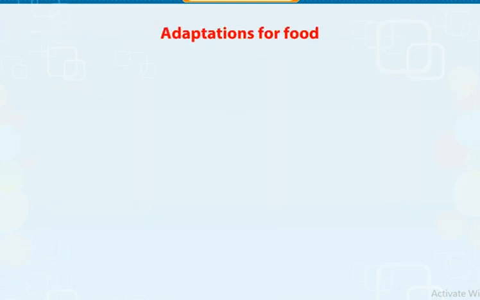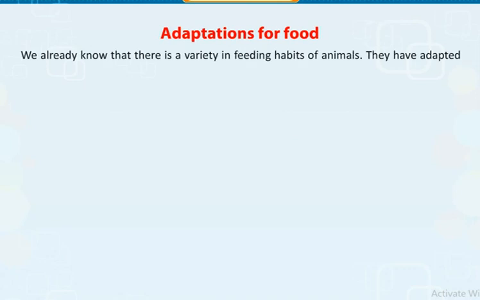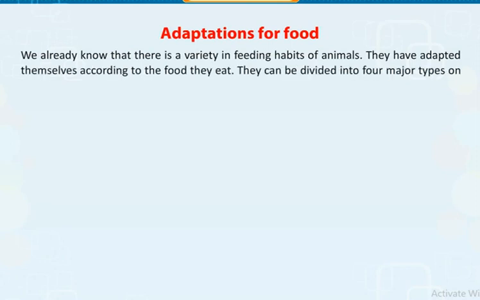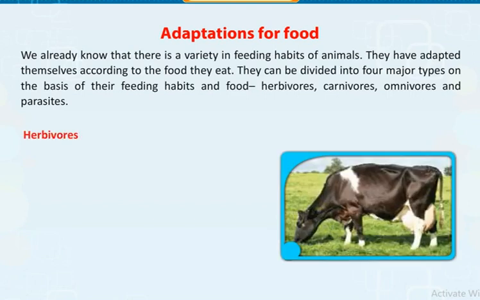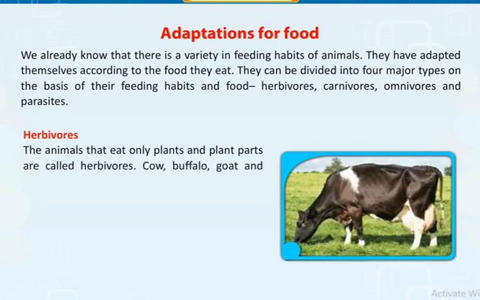Adaptations for food. You already know that there is a variety in feeding habits of animals. They have adapted themselves to the food they eat. They can be divided into 4 major types on the basis of their feeding habits and food: herbivores, carnivores, omnivores and parasites. Herbivores. The animals that eat only plants and plant parts are called herbivores.